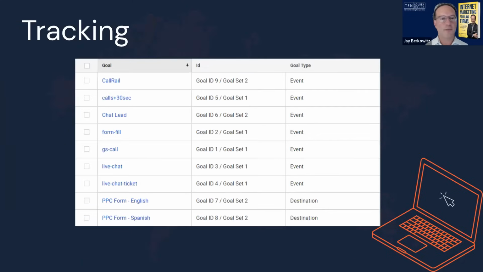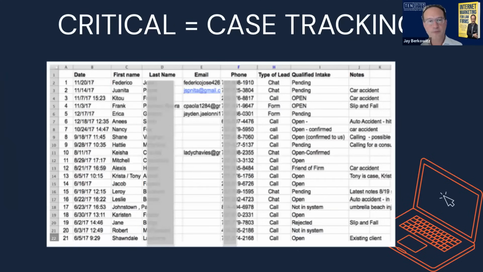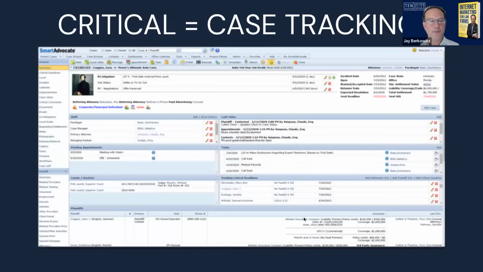I think we talked about tracking math and setting that up and setting up the goals. We talked about the marketing math, the case tracking. So sometimes we just do that in the back end. We give our clients all the calls, all the forms, all the chats in a database, and then they can go through and tell us, okay, these guys are pending. This is an open case. This one's not in our system. This one's rejected. And that's how we get that data.